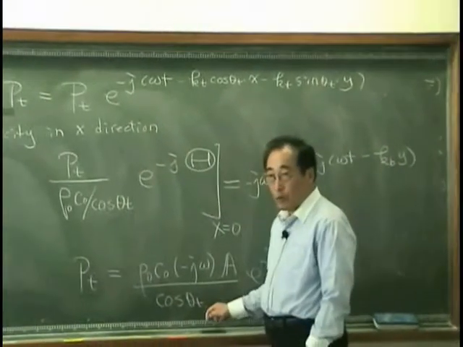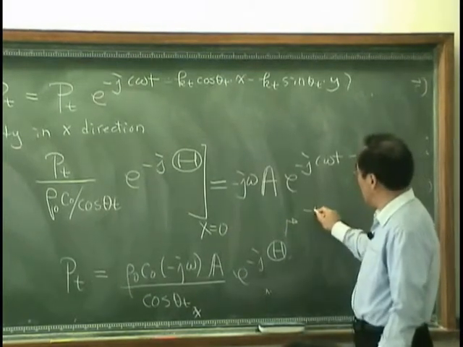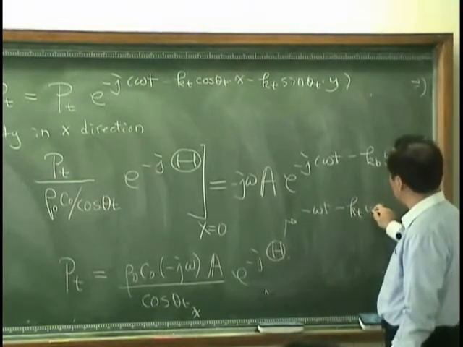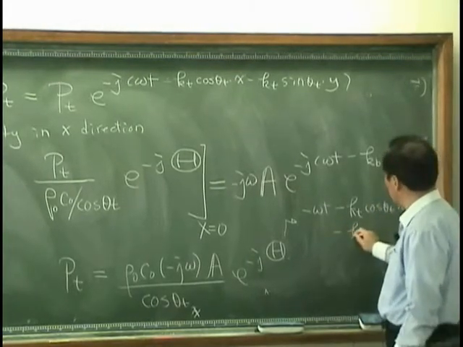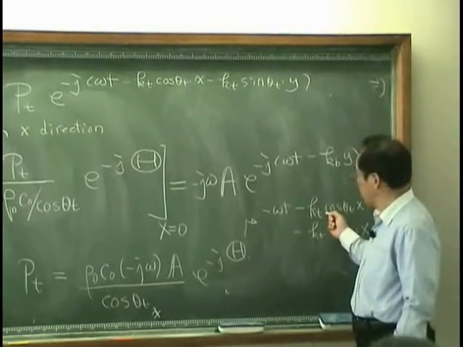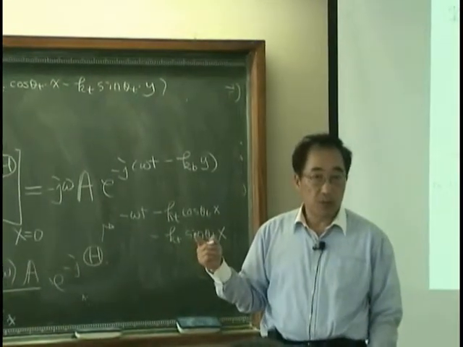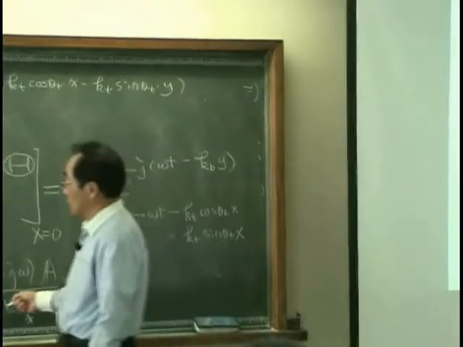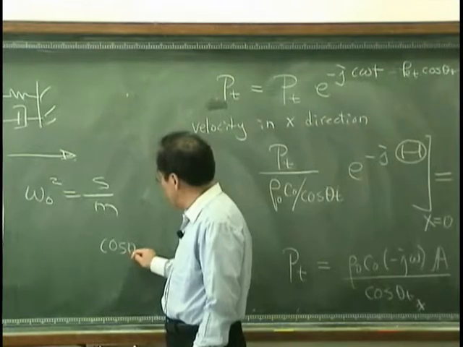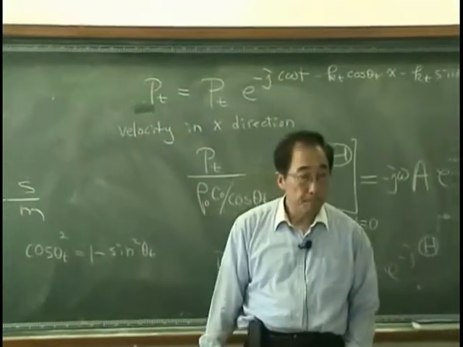Now, I have a cosine theta t over here. And in theta, there is a term minus omega t and minus kt cosine theta t x minus kt sine theta t y. If you like, we can write this as just k0 cosine theta t, whatever, because kt only depends on the medium. Okay? Now, this is cosine theta t. And interestingly, cosine square theta t is 1 minus sine square theta t. Right?